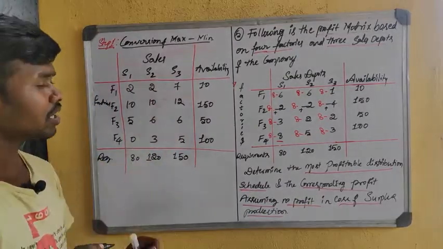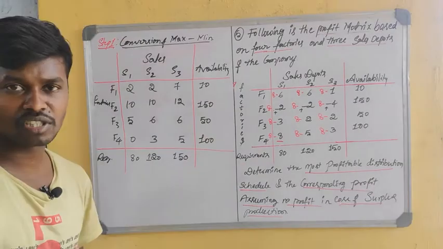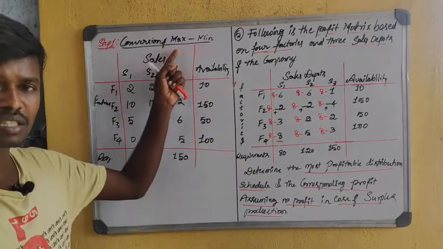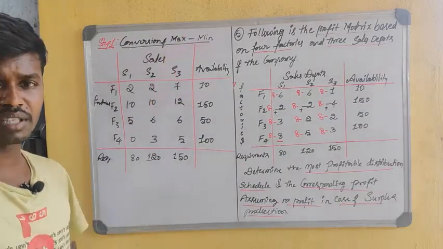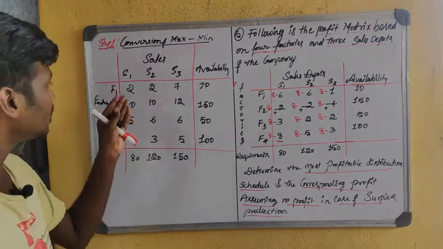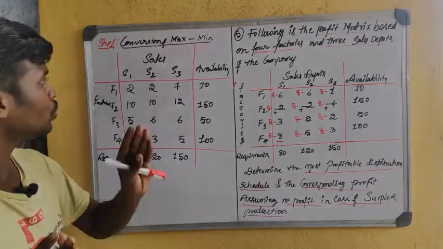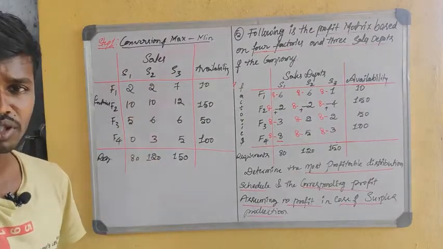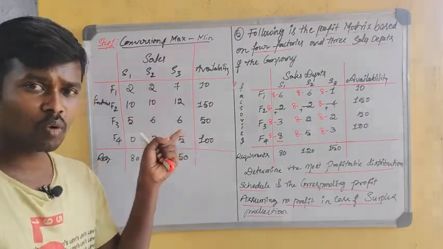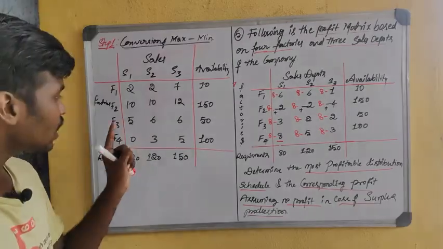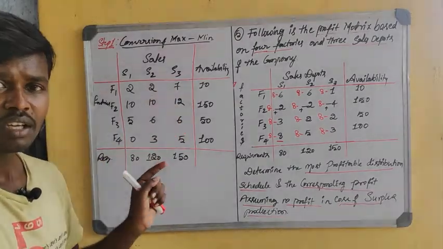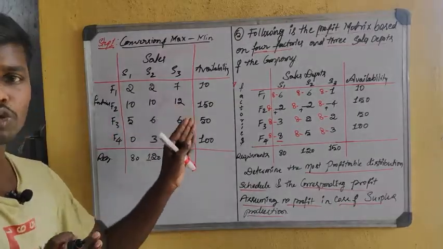So the first step, if they give a maximization problem, is to convert it into a minimization problem. Now we have converted the maximization problem into a minimization problem. Now we are going to apply Vogel's approximation method. Before applying it, in order to satisfy demand and supply, we have to see whether the demand is equal to the supply or not.